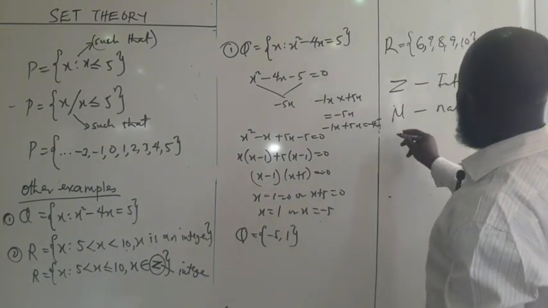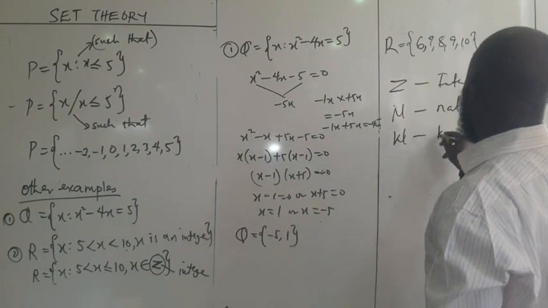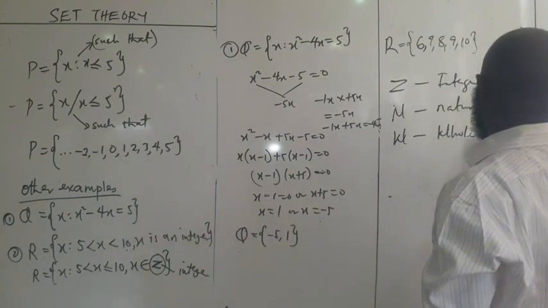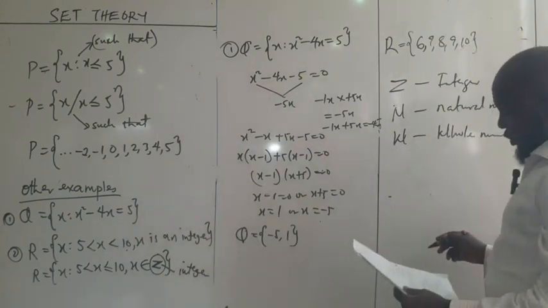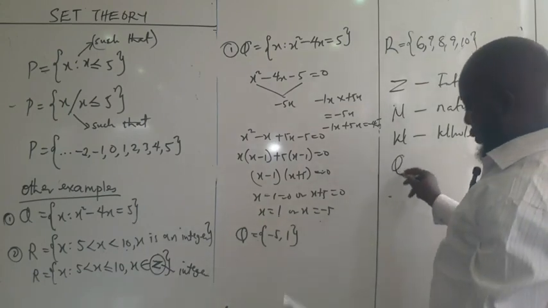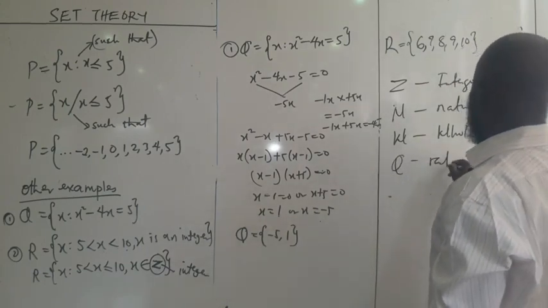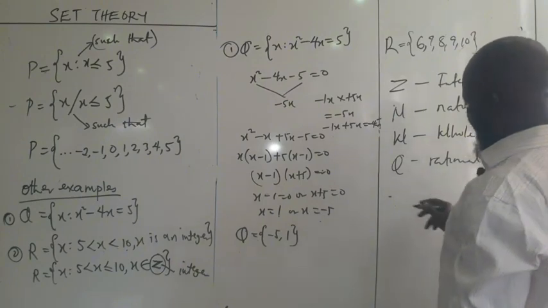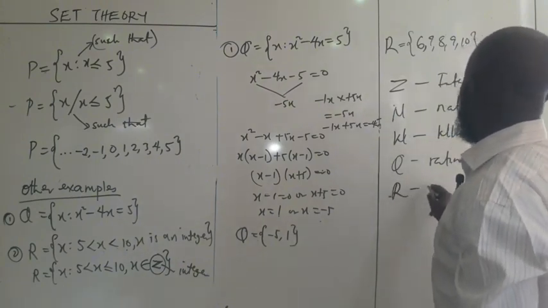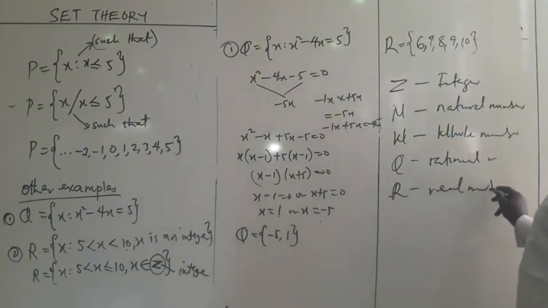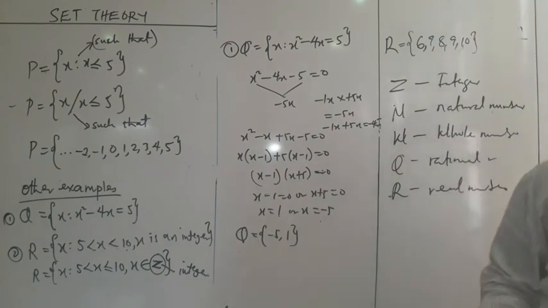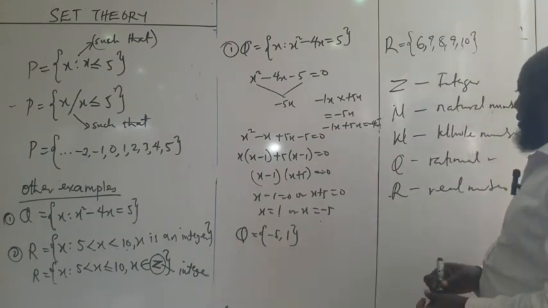We also make use of W, the whole numbers, same thing. And we also have Q. Q is talking about rational numbers, right? Then we also have R for real numbers. All these are very, very important when you are solving problems on sets.